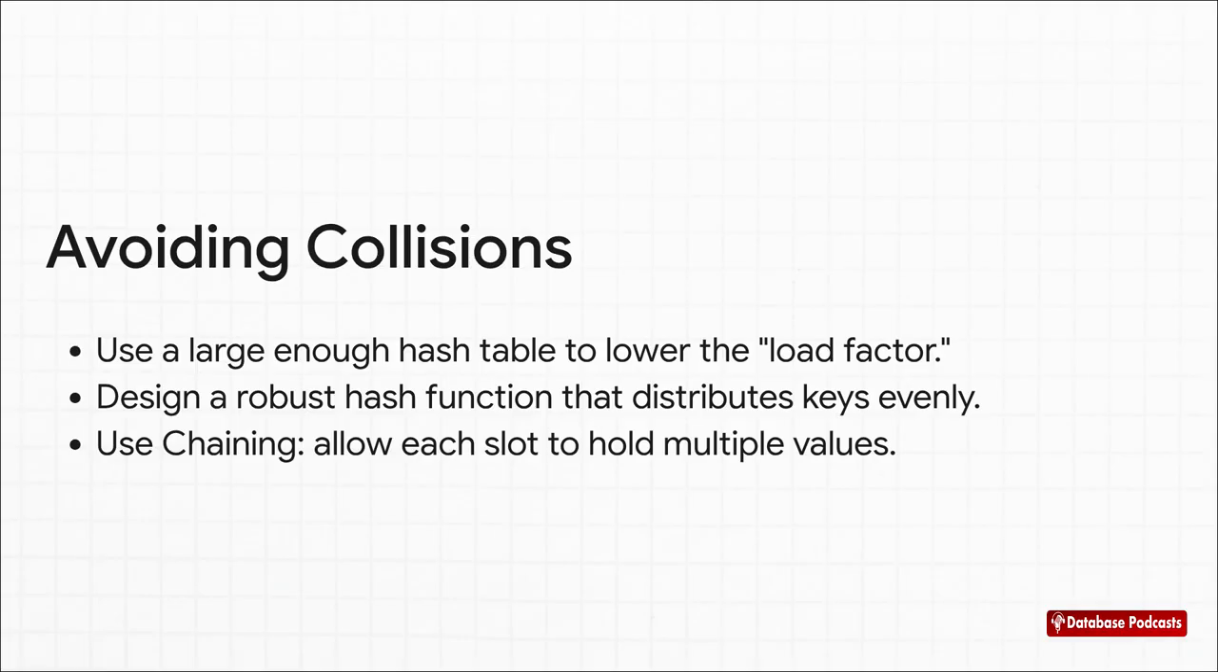This just means that each slot in your table isn't just one spot, it's the start of a little list. So if two keys happen to land on the same address, say slot 42, you just add the second one to the list that's already there. It slows things down just a tiny bit, but it guarantees you never lose any data.